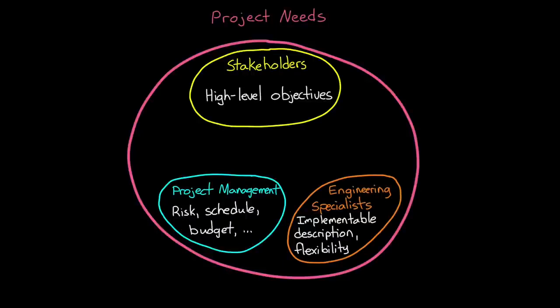So what's left outside of all of these circles is the role of systems engineering. It helps guide the engineering process and to understand the needs of each of these groups and work to describe a system that is compatible with all of it.